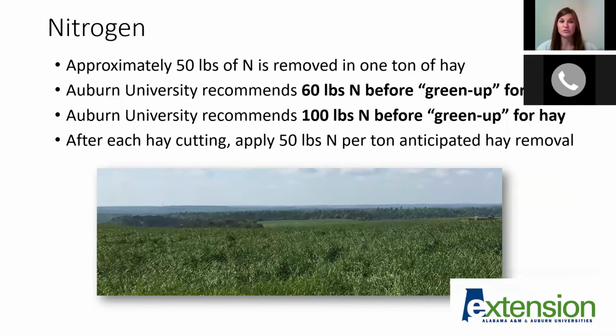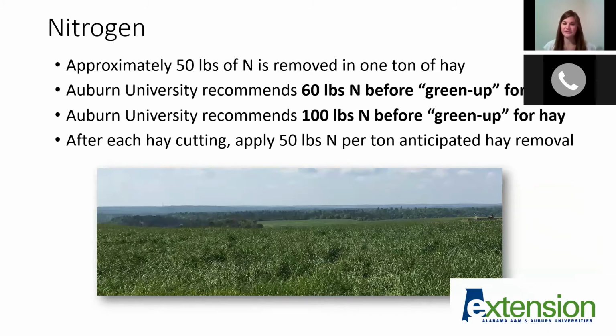So as I mentioned, we don't do a soil test for nitrogen, but your nitrogen recommendations will be based on what type of forage you're growing and what the management is going to be. I mentioned before that approximately 50 pounds of nitrogen is removed in 1 ton of Bermuda grass hay, as an example. For most of our forages, Auburn will recommend 60 pounds of nitrogen before green up for pastures and 100 pounds for hay. But that 100 pounds is not the end of your nitrogen application. We recommend that after each hay cutting, 50 pounds of nitrogen is applied per ton of anticipated hay removal for the next cutting.